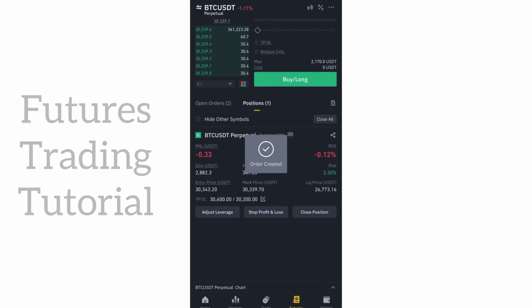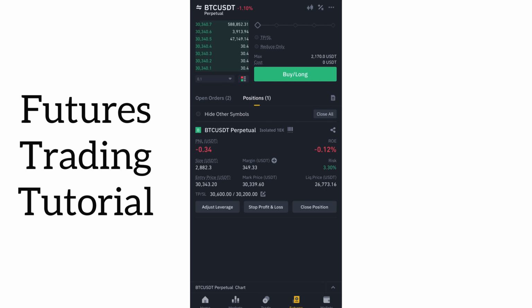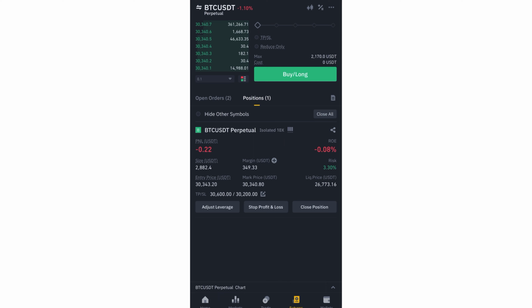You can see now it's running on a loss. Okay, you can see that the take profit and stop loss that I just set is now showing on the trade. You can see this trade is running at minus 0.3 loss already. So that's how futures trading works.